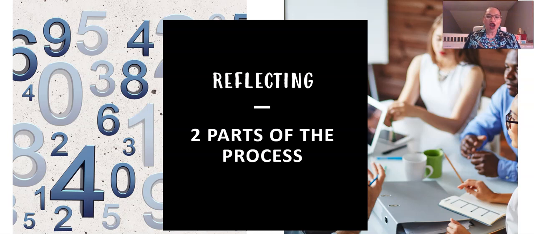And the reflection process is what I'm going to refer to this group processing as for the remainder of this video. All right, so this reflecting that your students are going to do is comprised of 2 parts. Think quantitative and qualitative. So in one part, they're going to be reflecting, responding using numbers. And in another part, they're going to be reflecting, responding with conversation.